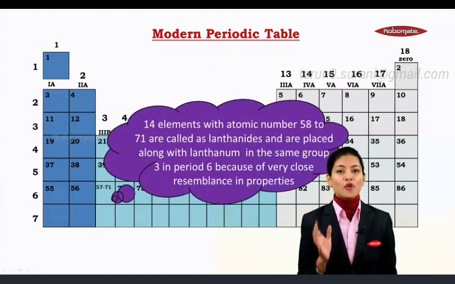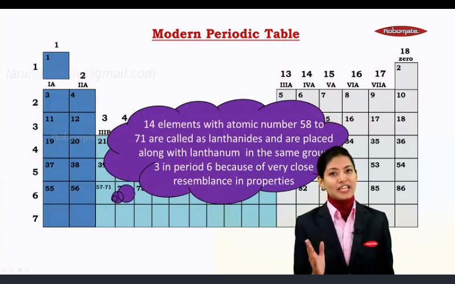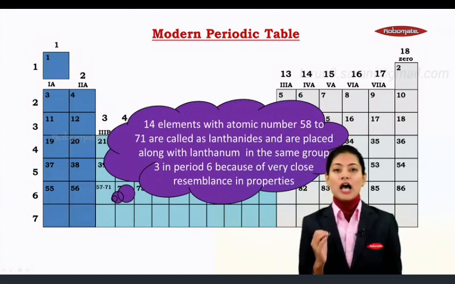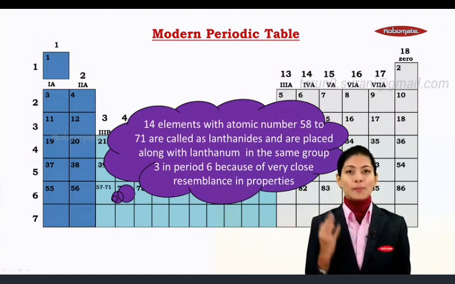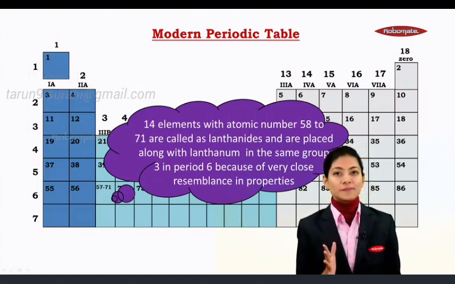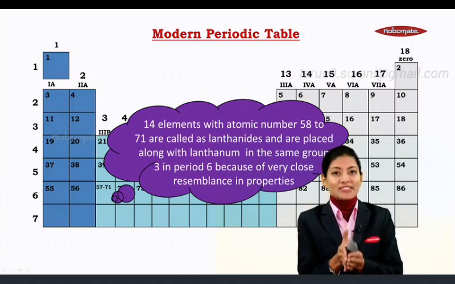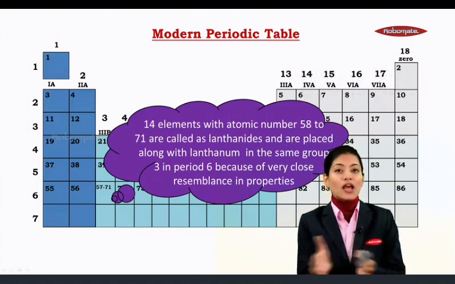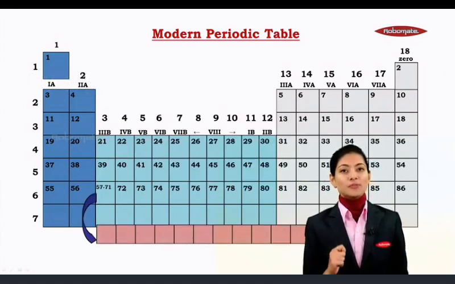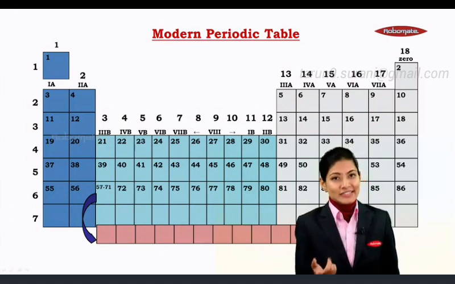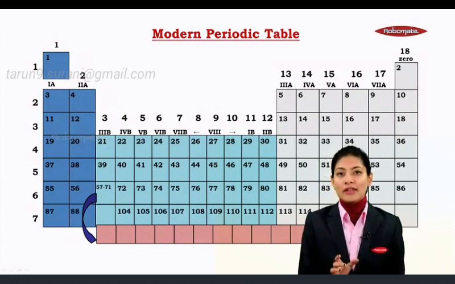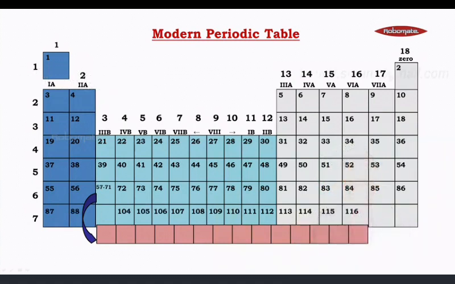It so happens that the 14 elements from atomic number 58 to 71 are called lanthanides. And these elements are placed along with lanthanum in the same group number 3 in period number 6, because of very close resemblance in properties. But if I place these 14 elements in the 6th period, it will disturb the whole arrangement of the table. For that reason, these 14 elements are placed at the bottom of the periodic table. Like the 6th period, even the 7th period here accommodates 30 elements, but it has place for only 18 elements.